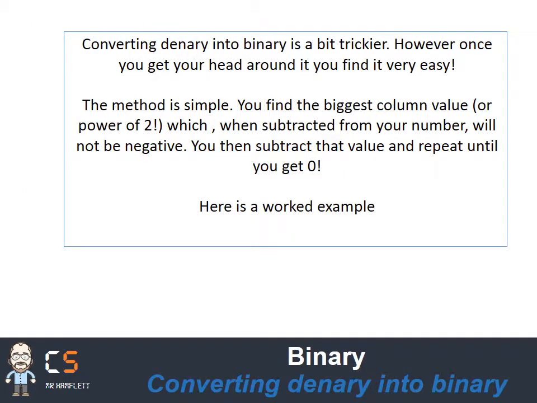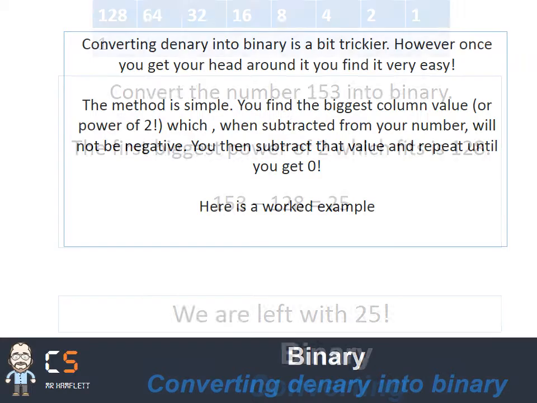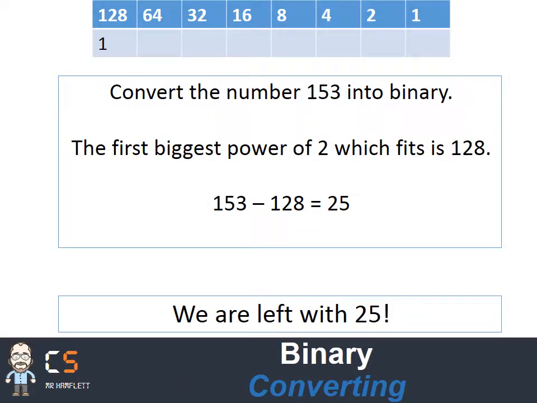So converting denary into binary is a little trickier, but it's fairly straightforward. So the method is simple. You find the biggest column value, or the power of 2, which when subtracted from a number will not be negative. You then subtract that value and keep repeating until you get 0. So here's an example, because that sometimes does make sense. Let's say I want to make 153 into binary.